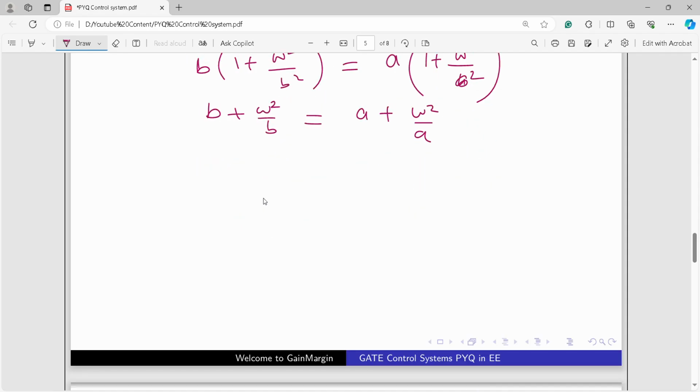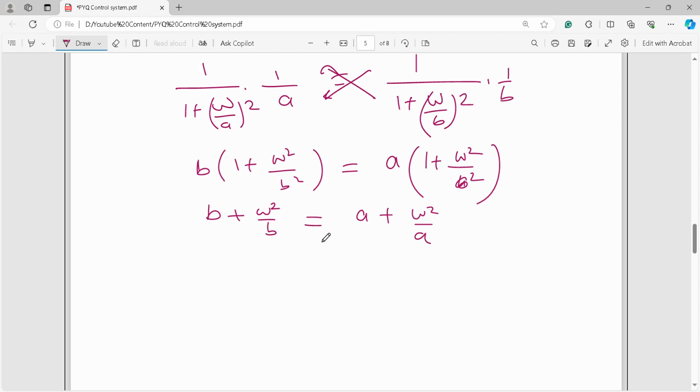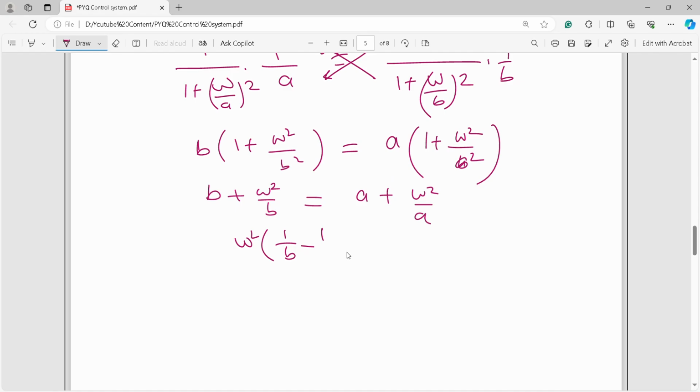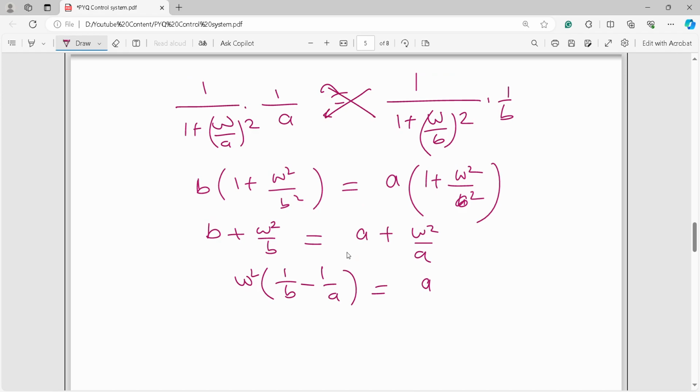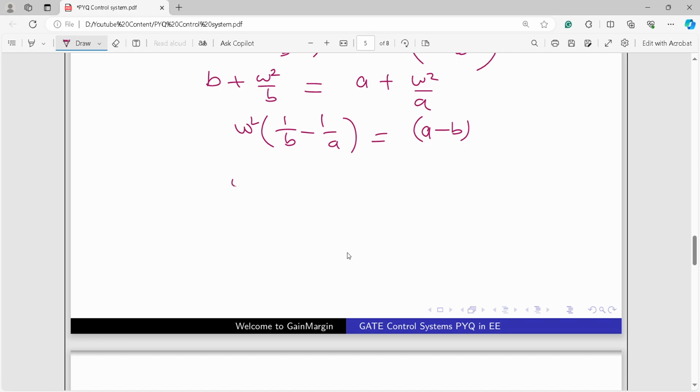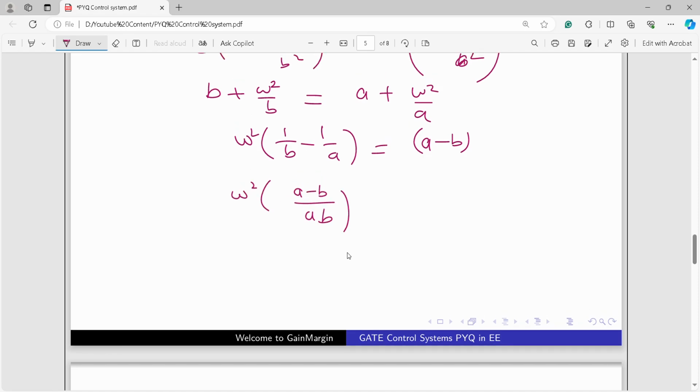Then we collect the omega square on one side, and then you get a minus b. All right, then a minus b, I simplify this, a minus b and a minus b cancel out, and omega is equal to under root a b, plus minus.